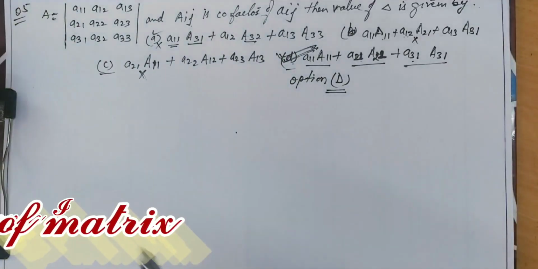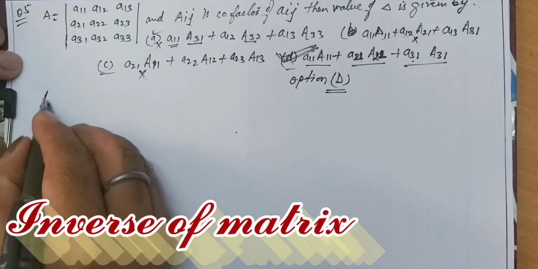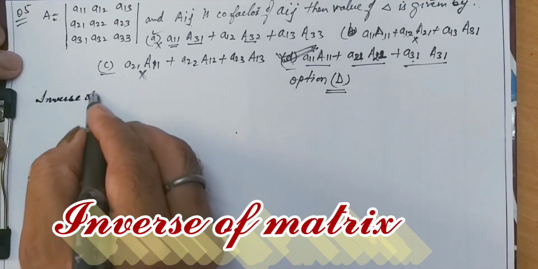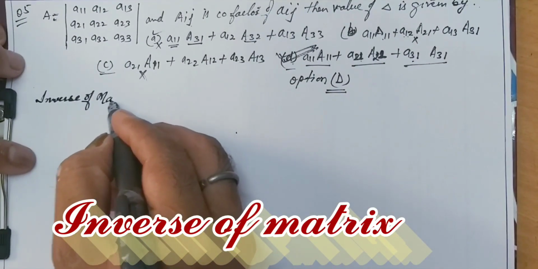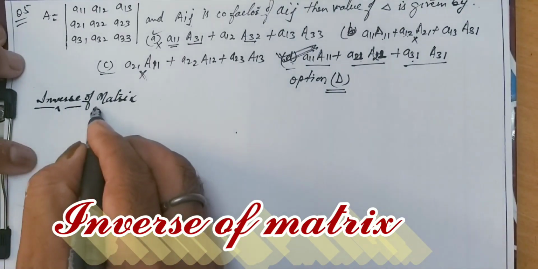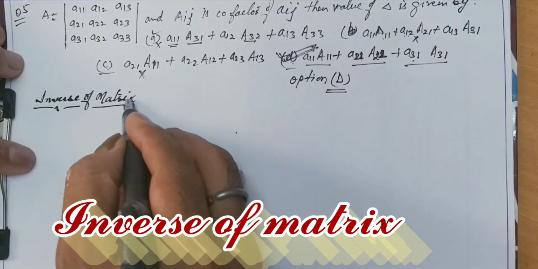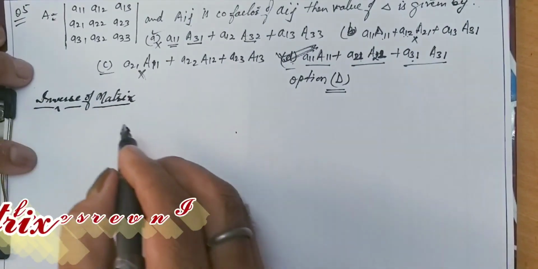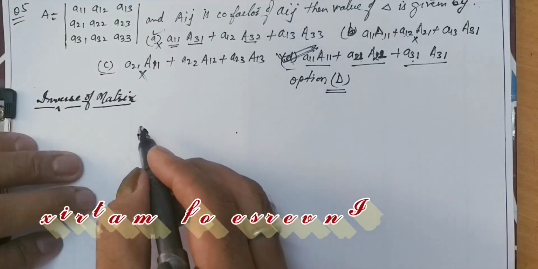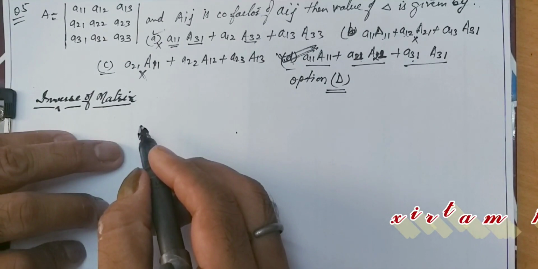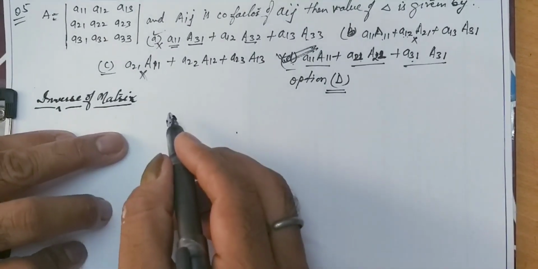Our fourth topic starts, that is inverse of matrix. This is the last topic among these 4. Remember, we had started with the minors, then cofactors, then adjoint of matrix, and then lastly inverse of matrix.